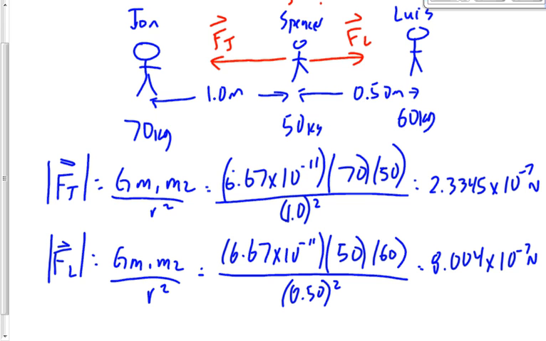How can he attract Spencer more? Because he's closer to her. Okay, proximity. Sorry, John. There's other fish in the sea, John. Don't worry.